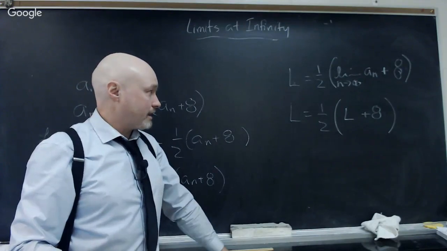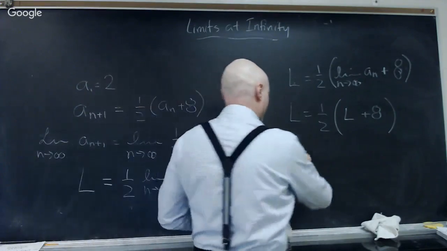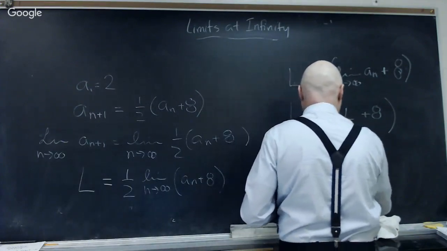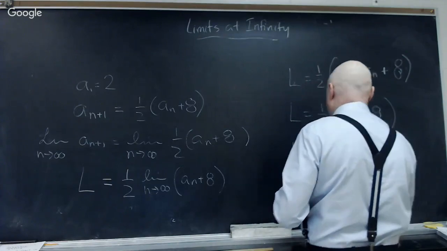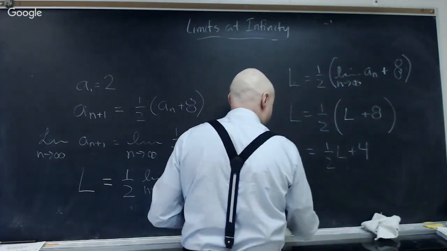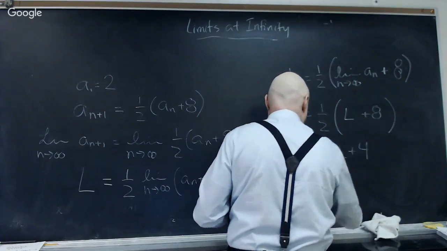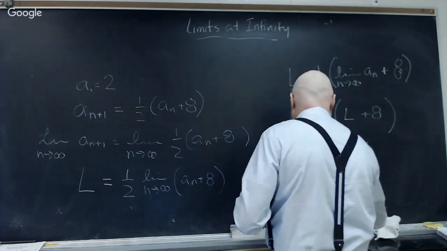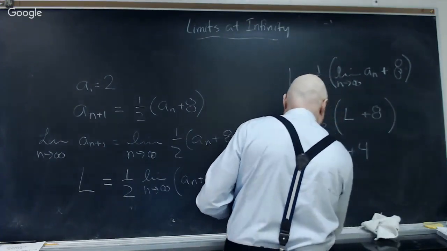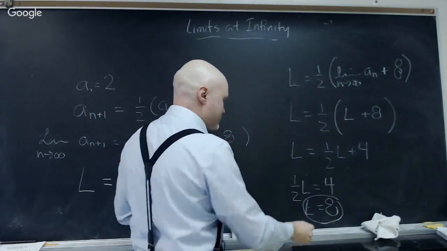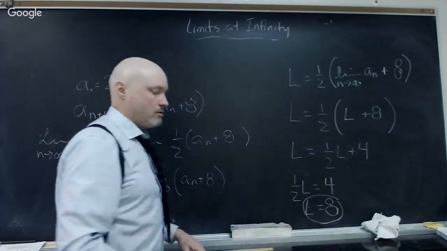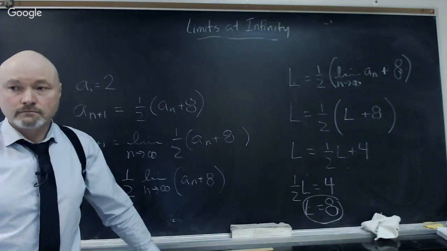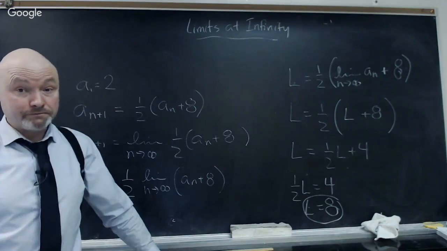And so I can do this algebraically. So the limit is equal to 1/2 L plus 4. And if I subtract 1/2 L from both sides, I get 1/2 L equals 4. So L is equal to 8. So eventually, this expression turns into an 8. And that's the limiting value.